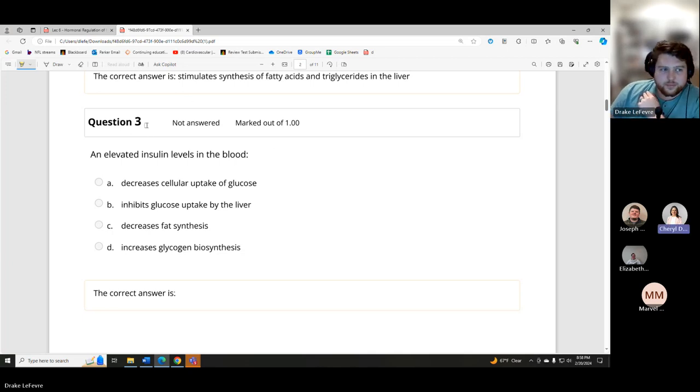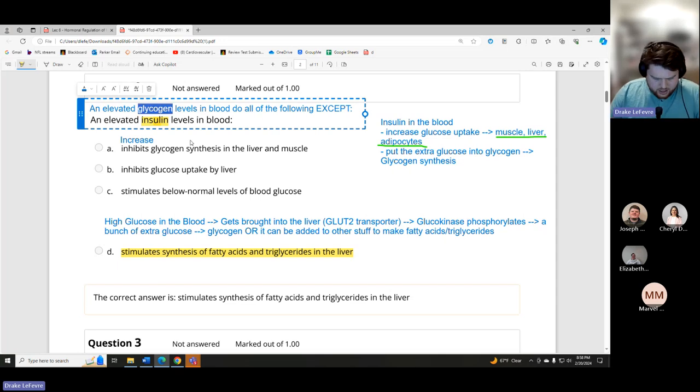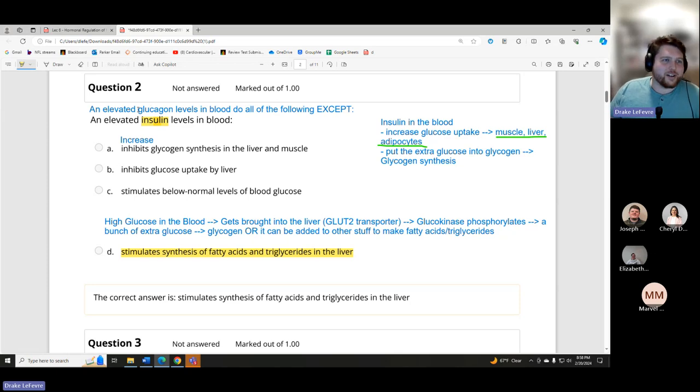Okay, hold on. I do have a question. Yeah, what's up? You said whatever insulin does, glycogen does the opposite? Correct. Nope. Glucagon. Sorry. Okay. Glucagon. Okay. Thank you. Glucagon does the opposite. Whatever insulin does, glucagon does the opposite.